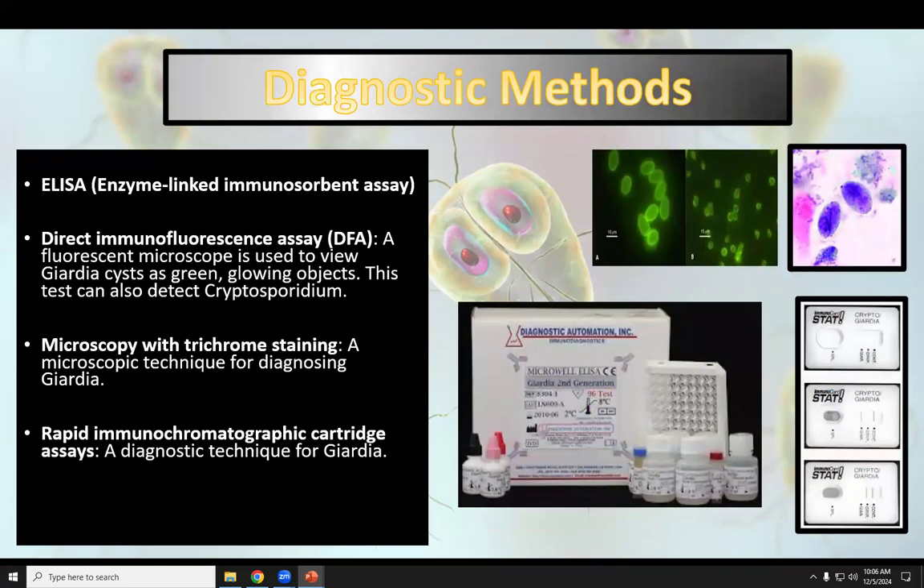And then the diagnostic methods are an ELISA test right here, and then the direct immunofluorescence assay. I thought this one was cool. That's this one. It's like glowing and everything. And then also the microscopy trichrome staining, which is this one right here. And then we have the rapid assay test. And those are ways that it's diagnosed.